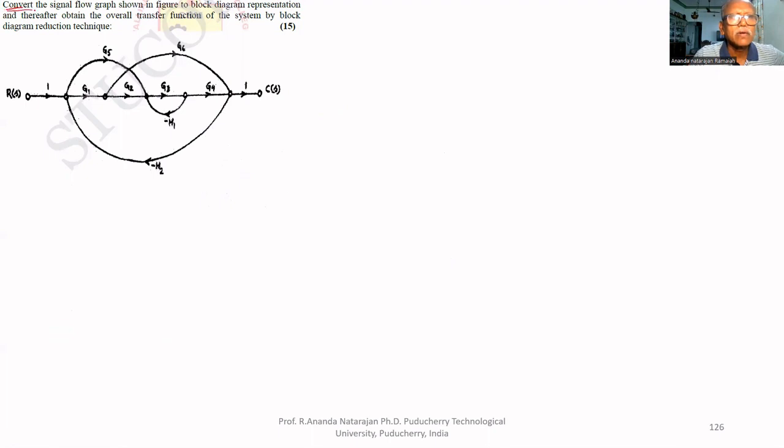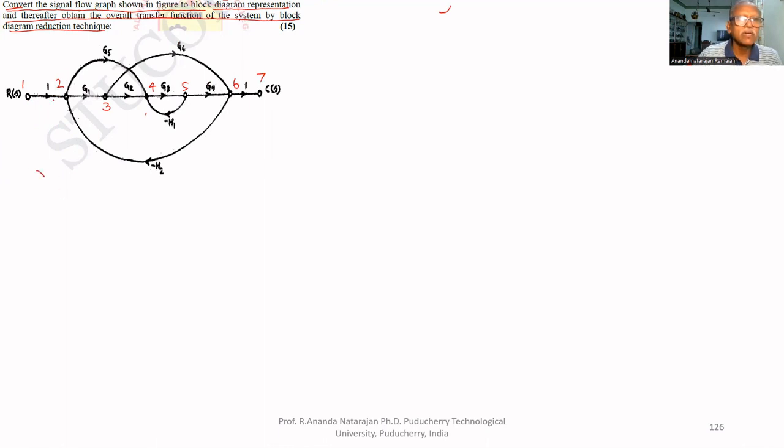Convert the given signal flow graph shown in the figure to block diagram representation, and thereafter obtain the overall transfer function of the system by block diagram reduction technique. So first we have to convert the given signal flow graph into a block diagram. What are the nodes? 1, 2, 3, 4, 5, 6, 7 nodes are there. Now we have to convert this into a block diagram.